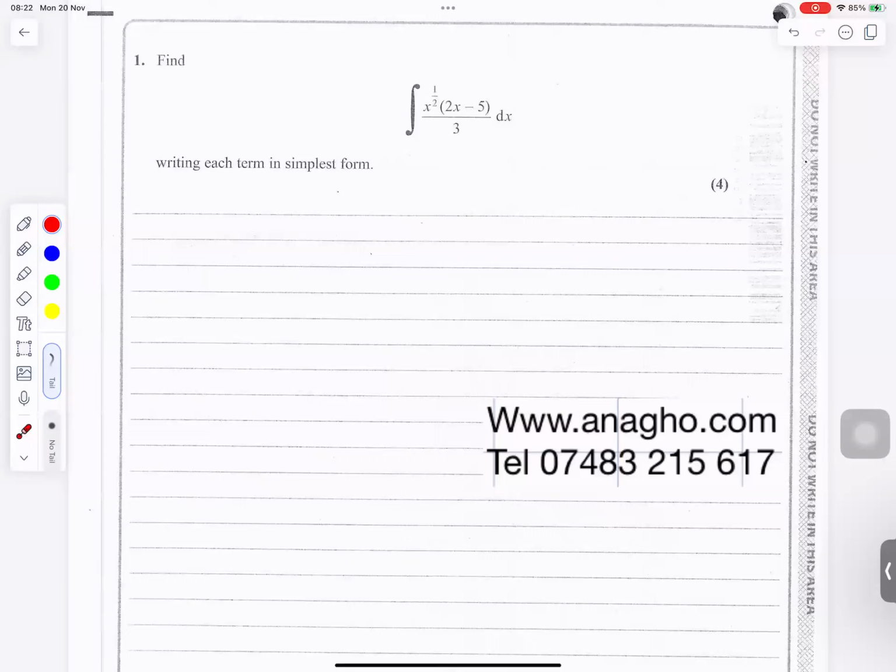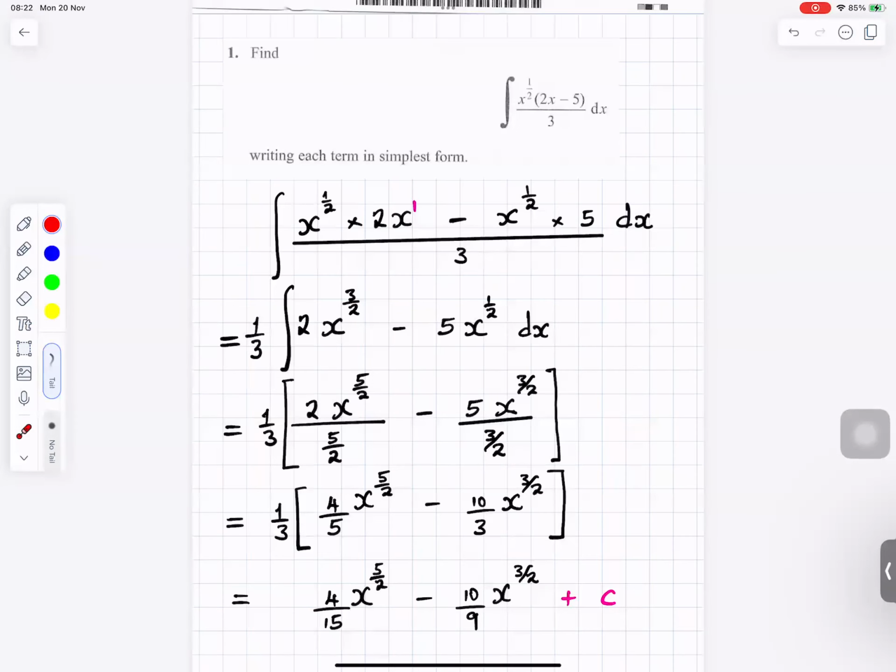Question number 1. I'll go through these questions, and any of the questions that you want to have a go at, try it first, pause it, try it, and then you come back and check your answers. Question 1, find the integral of that expression, writing each term in its simplest form.